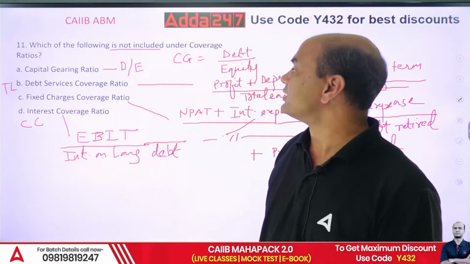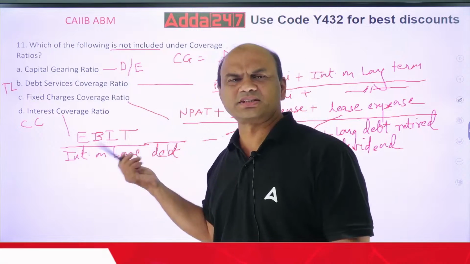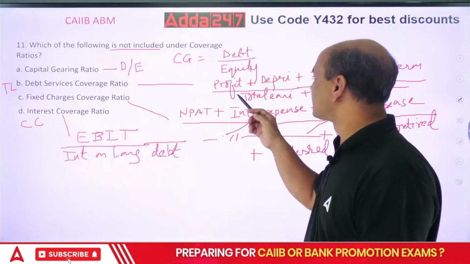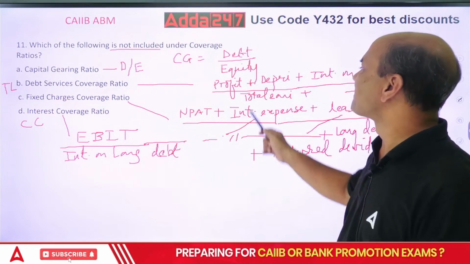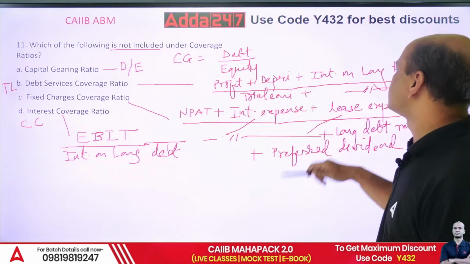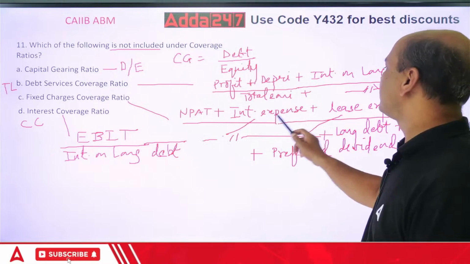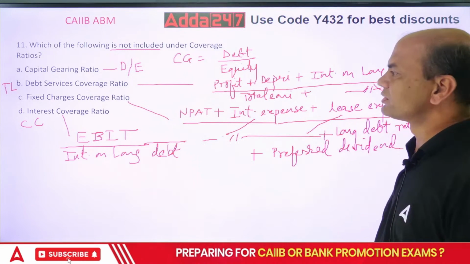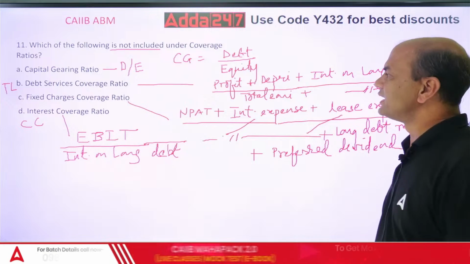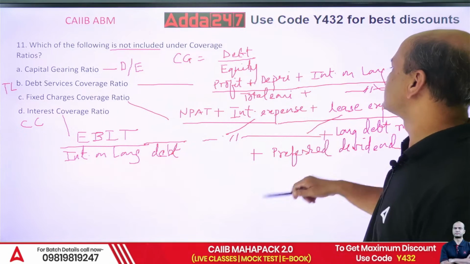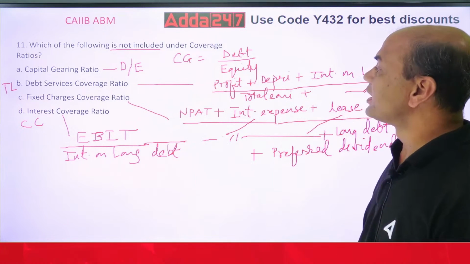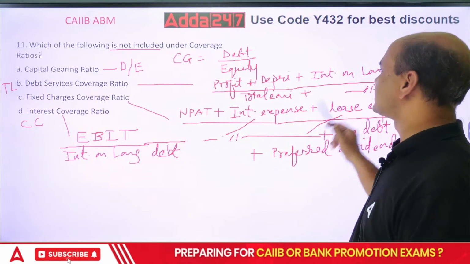Next is debt service coverage ratio. This I've already told you, but look at the formula. Profit plus depreciation plus interest on long-term loan upon total EMI plus interest on long-term loan. So that is taken over here. DSCR means profit plus depreciation plus interest on long-term loan upon total EMI plus interest on long-term loan, right?